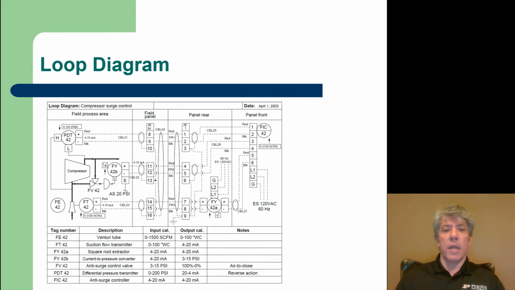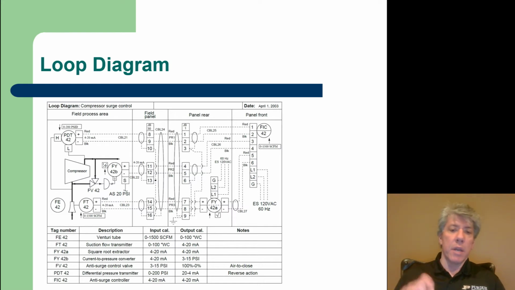And so the 4 to 20 milliamp signal is not really linear with flow. It's nonlinear with flow, but the square root of it will be linearly related to flow. And so the plus-minus terminals on the right-hand side of FY42A continue on with a 4 to 20 milliamp signal to terminals number 5 and 6 on the flow indicating controller number 42 on the panel front.